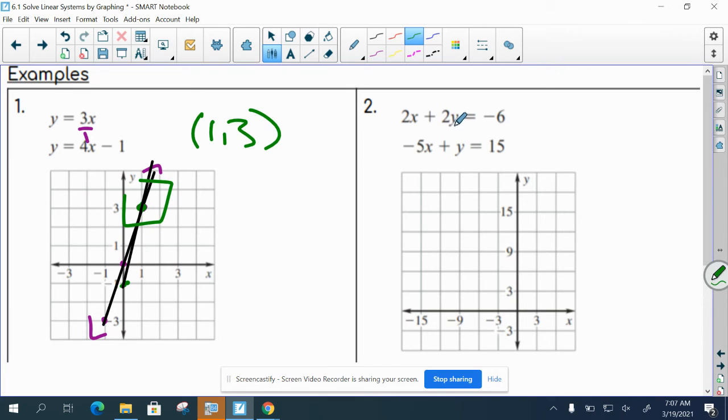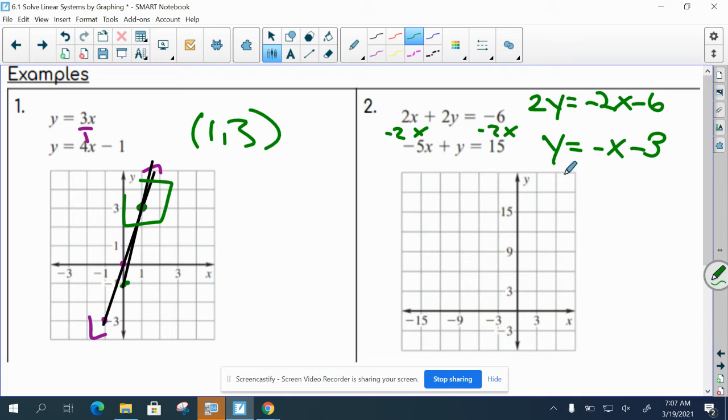For this one, we're going to need to do some converting. So first I'm going to subtract 2x over to this side. So I get 2y equals negative 2x minus 6. And then I have to divide everything by 2 because I got to get y by itself. So that would make y equals negative x minus 3 if I divide this by 2.